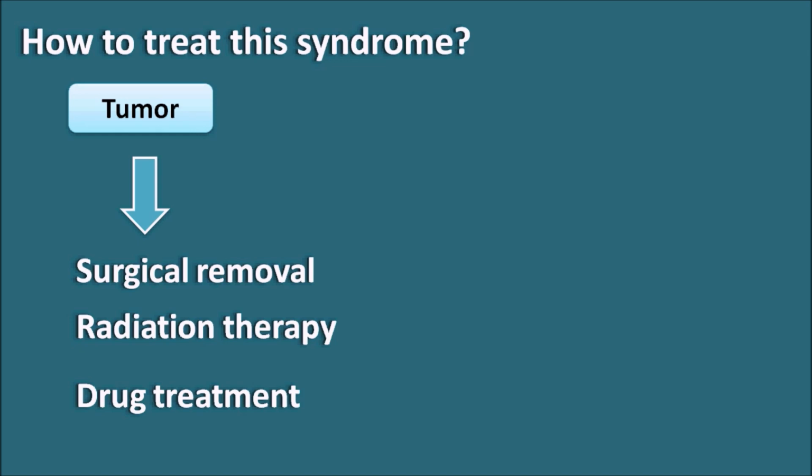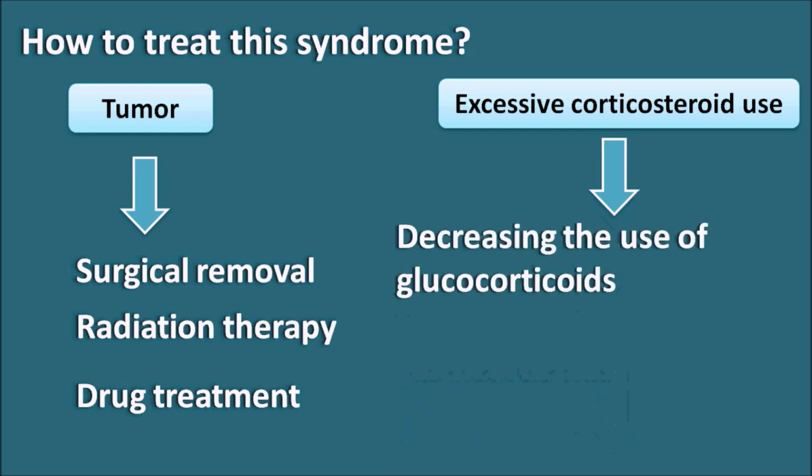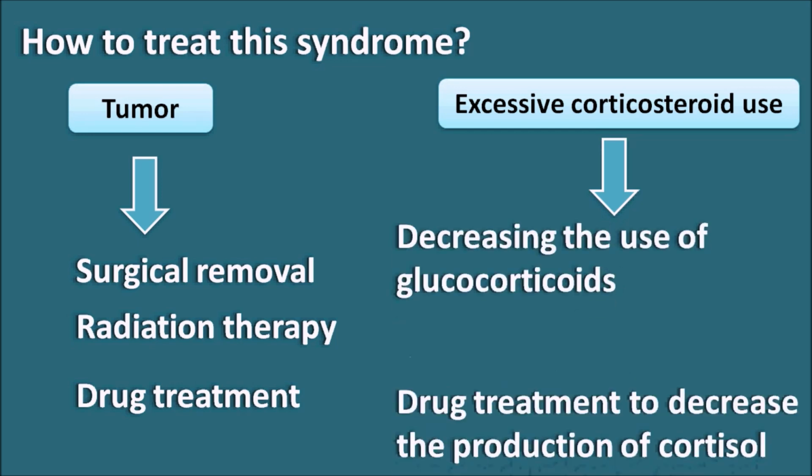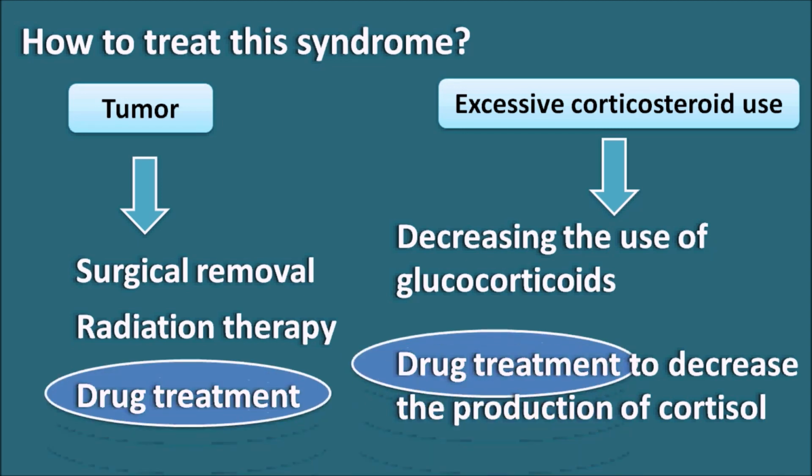But in most cases, Cushing syndrome is because of excessive corticosteroid use. So in such a case, we have two approaches. One is to decrease the use of glucocorticoids, and the second one is drug treatment to decrease the production of cortisol. So we can observe that whether it's a tumor or whether it's endogenous or exogenous, drug treatment is common to both of these. The drug treatment is used to decrease the cortisol production.